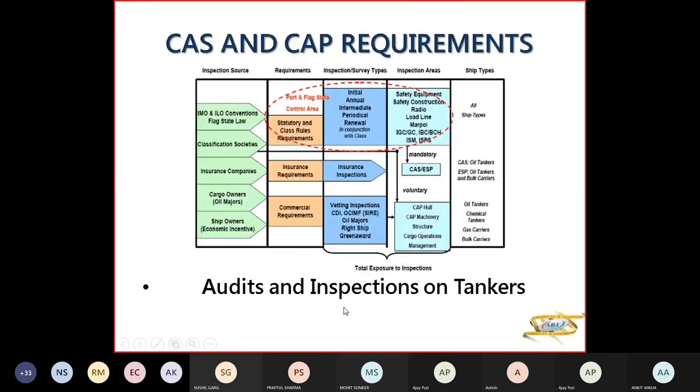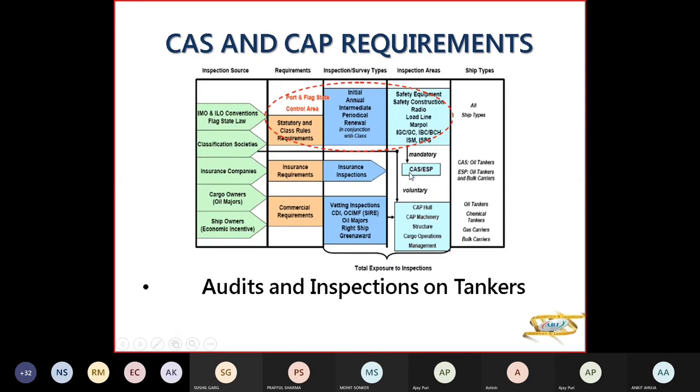So these are your audits and inspections on tankers. You have your IMO, ILO conventions, classification societies, insurance companies, cargo oil majors, ship owners' economic incentive. You have statutory class rules requirements, insurance requirements, commercial requirements. So with this basis you have initial, annual, intermediate, periodical and renewal surveys in conjunction with class. And under these, you will have safety equipment, safety construction, radio, load line, MARPOL, IGC, IBC, ISM, and ISPS. These are all under flag state and port state control area. They're going to check for all types.